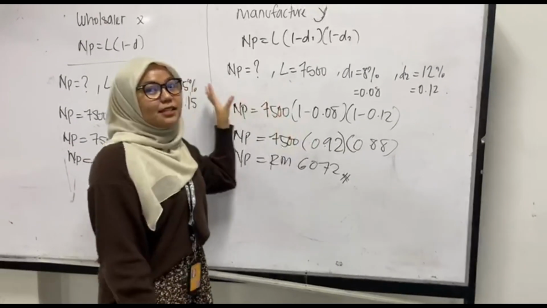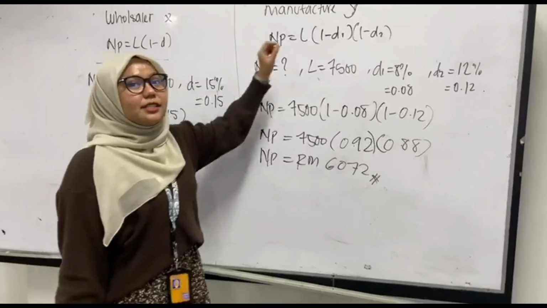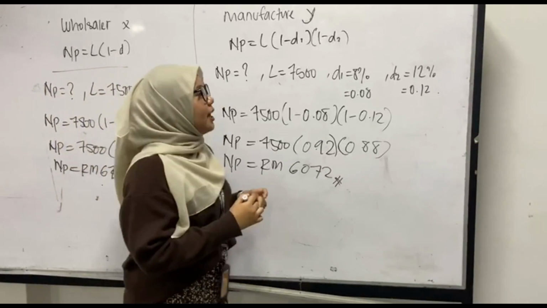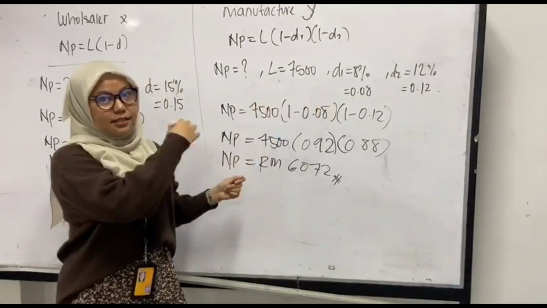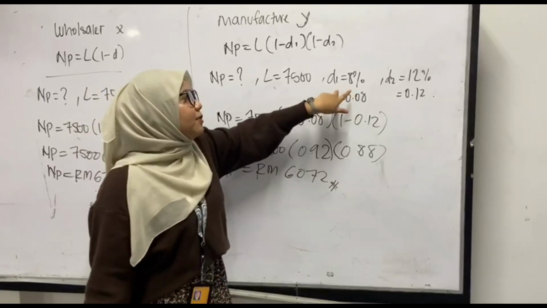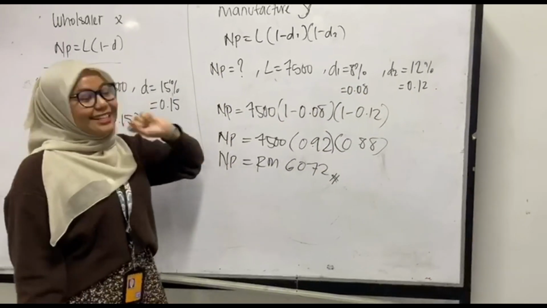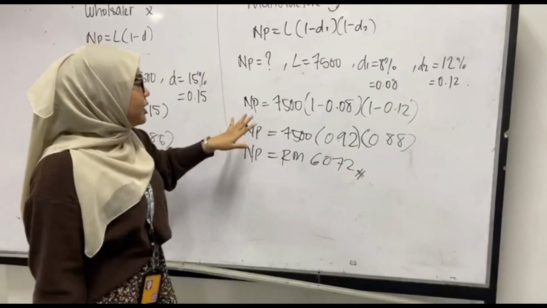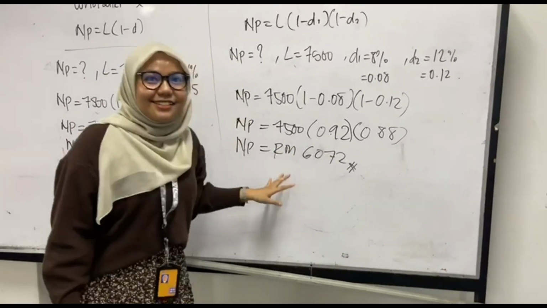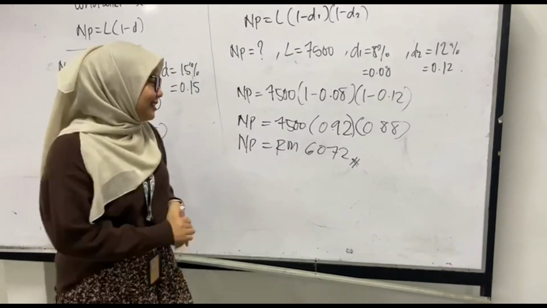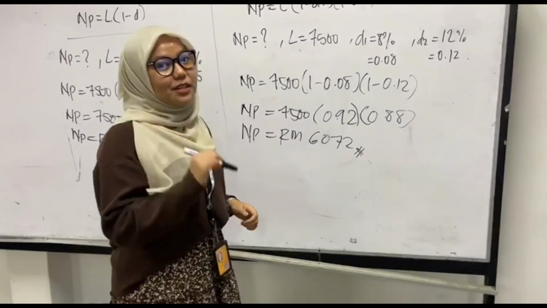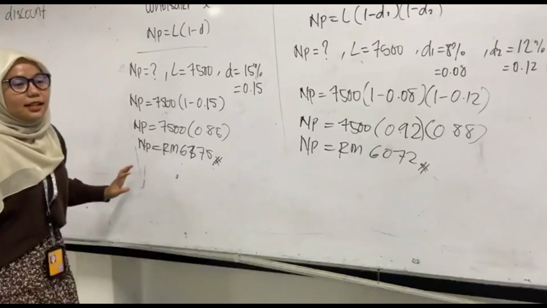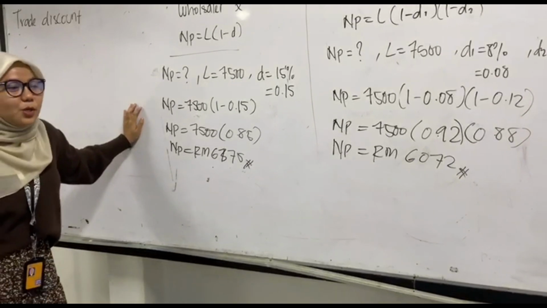Now we want to find what manufacturer Y gives to Ashraf. Chain trade discount is the same as before, but the difference is they give two discounts. As you see, I already wrote D1 and D2 for the chain discount. After we do the same thing as before, we got the answer, 6,072 ringgit Malaysia.